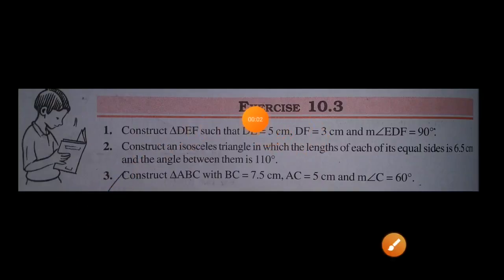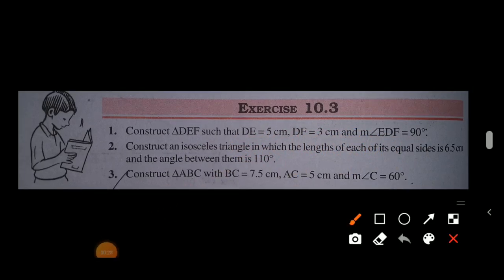Today we are going to start exercise 10.3, question number 1. Construct triangle DEF such that DE equal to 5 cm, DF equal to 3 cm and measurement of angle EDF equal to 90 degree. First we draw the rough figure for the question number 1.